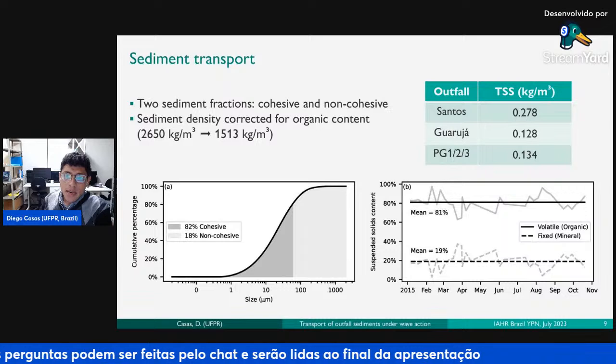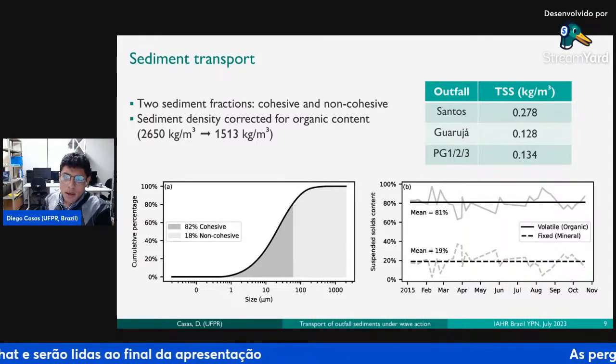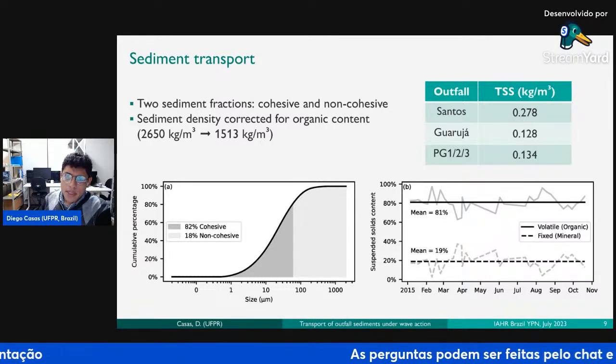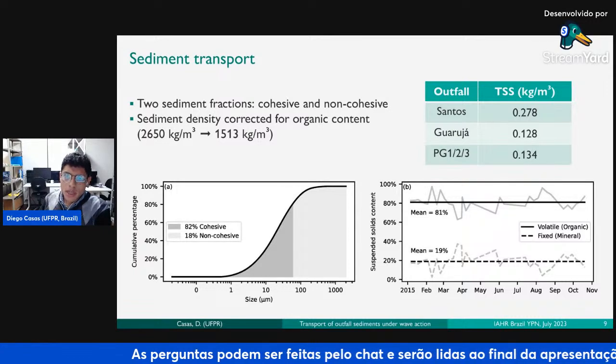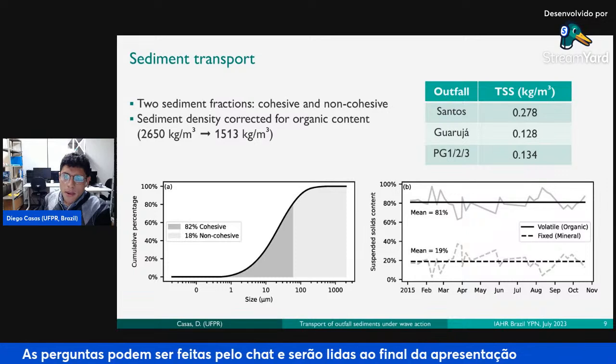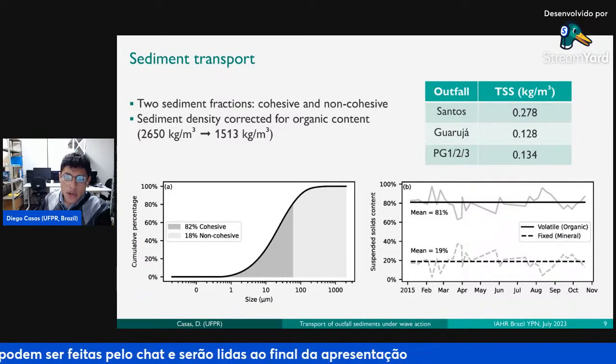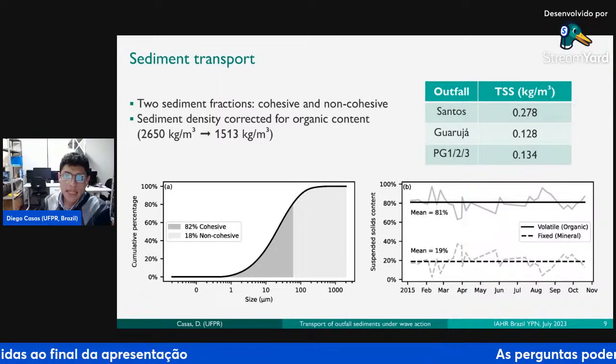Then the sediment concentration of the effluents was estimated based on operational data by Sabesp. We have that the Santos outfall has about double the sediment concentration of the outfalls of Guarujá and Praia Grande, which are outside the Santos Bay.